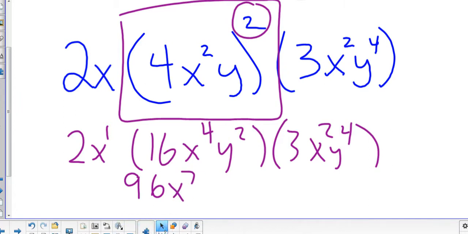And the y's, if we look at the y's here, we've got y to the second times y to the fourth is y to the sixth.